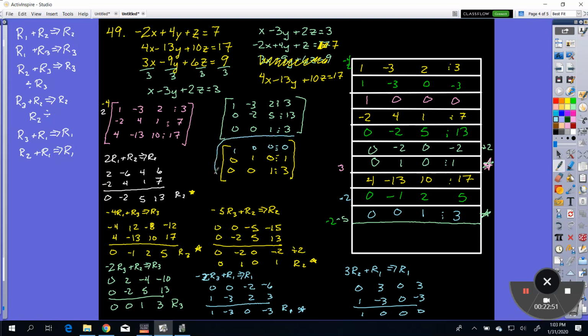And that's my answer. So same answer we got doing it the other way. It's just whatever way you prefer. So I'll do one more, both methods, so you can choose which way you like.